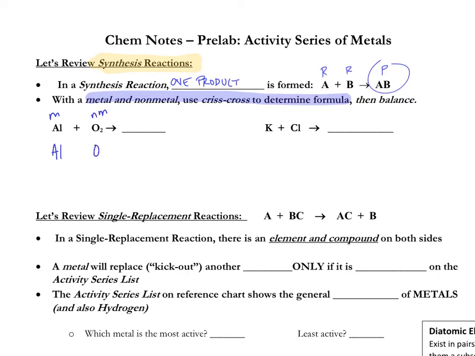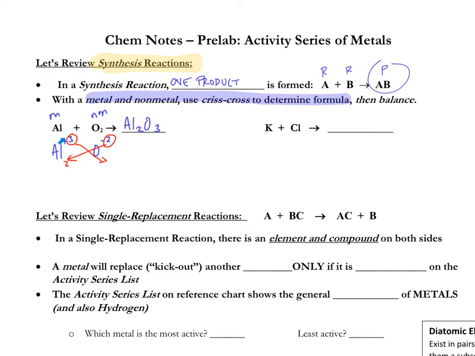So aluminum is in group 13, which means it's got a positive 3 charge. Oxygen's in group 16, which means it's got a negative 2 charge. And when I cross the charges, the 2 will come down here, and the 3 comes down here, and I end up with Al2O3. So I end up with aluminum oxide. So now I need to balance the equation.